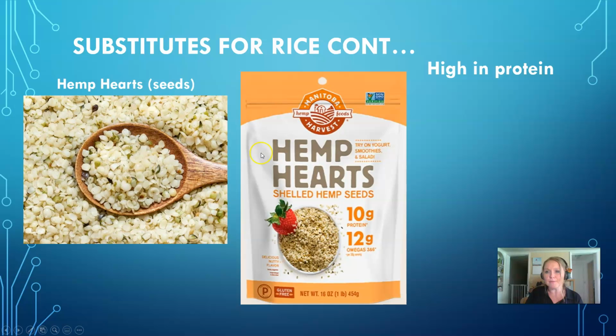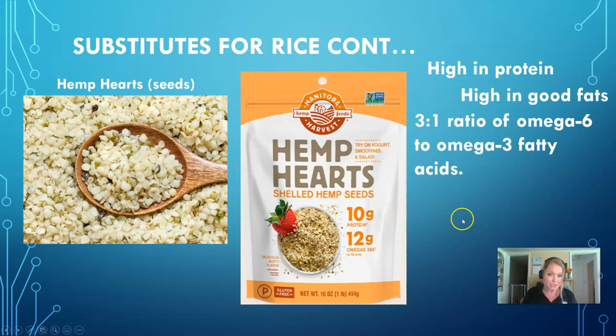And the nice thing about hemp hearts, they are so high in protein. 3 tablespoons of hemp hearts actually has 10 grams of protein. And they are super high in really good fats. And the best thing about this is that ratio of fats is a 3-to-1 ratio of omega-6 to omega-3 fatty acids. We talked about this in the last video. That is the ideal ratio of omega-6 to omega-3 fatty acids for optimizing health.